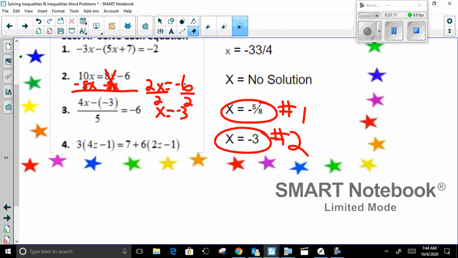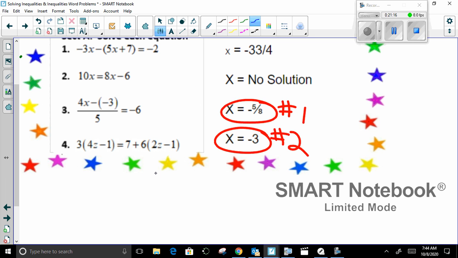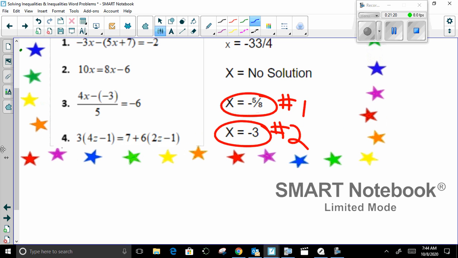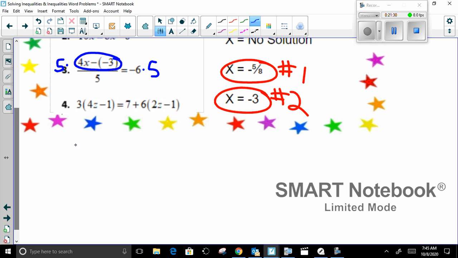I'm going to erase this too so I have room for the next question. You could always go back if you need to. All right, so number 3. Remember, you can't touch the numerator until you get rid of the denominator. The whole thing's a fraction. So to get rid of the denominator, multiply both sides by 5. So I'm going to come down here. I have 4x minus negative 3 equals negative 30.